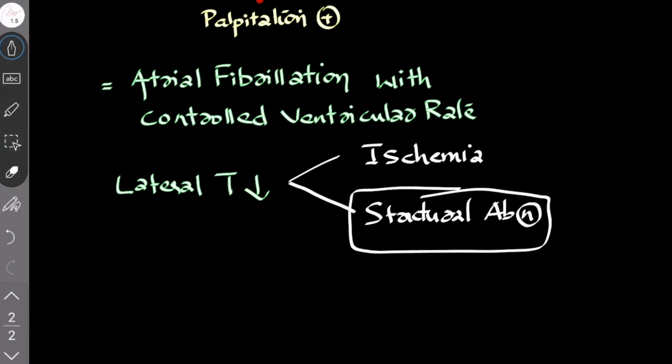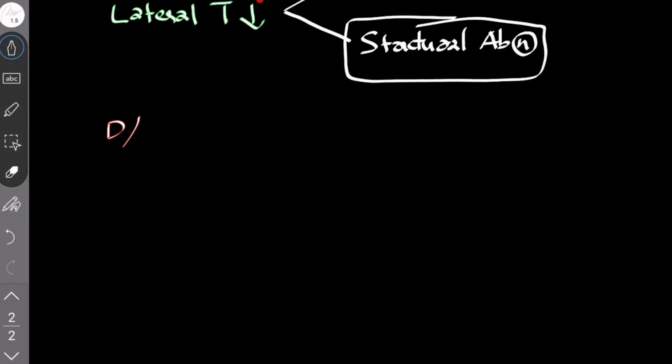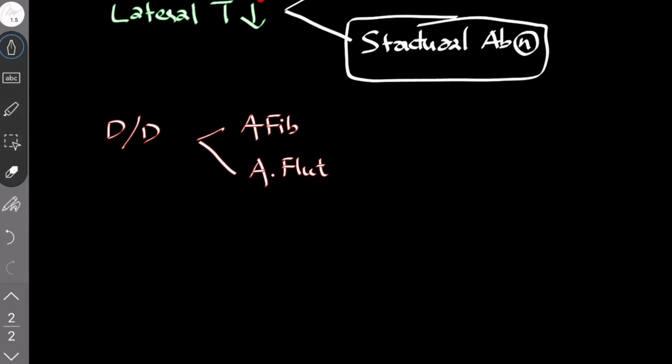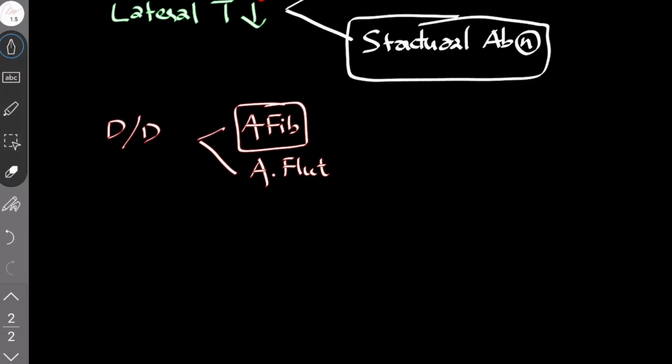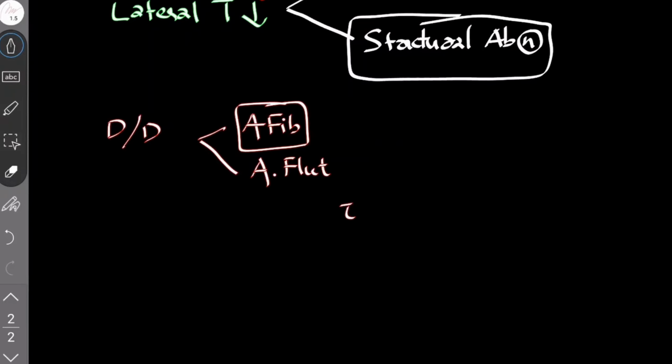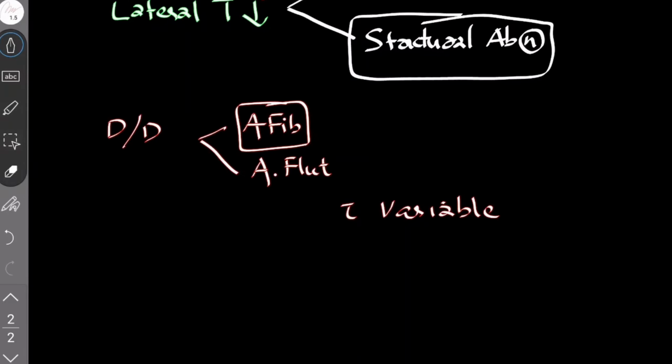As I told you, the differential can be atrial fibrillation or atrial flutter. But we choose fibrillation here because it is irregular and has more fibrillatory waves. In flutter, it is regular and more like sawtooth waves. You should also understand that sometimes in atrial flutter with variable block, the patient can be in one rhythm at one time and another rhythm at another time. We should keep that in mind.